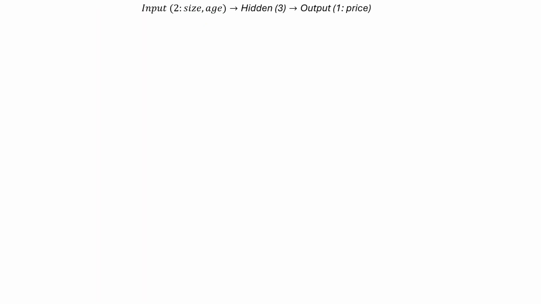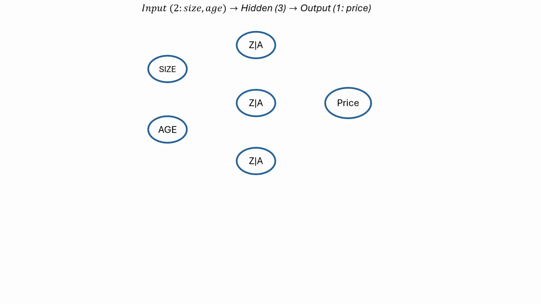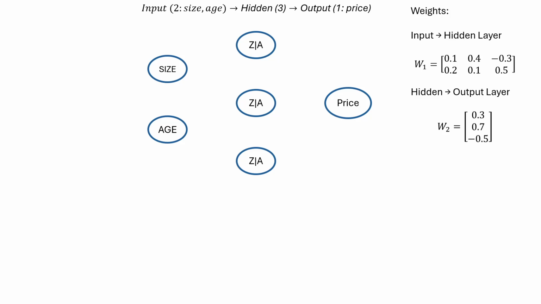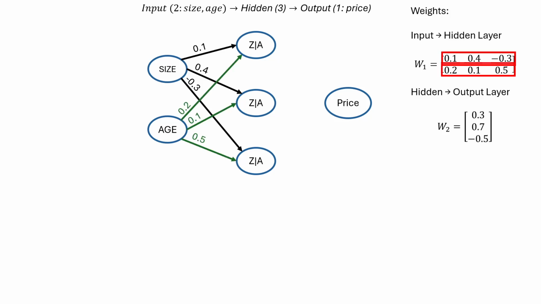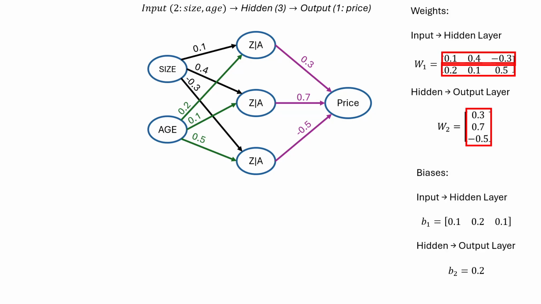So let's build the network to visualize the problem. We said size and age are the input nodes, 3 hidden nodes, and the output node. Now let us assign the values starting with the weights connecting the input and hidden nodes: 0.1, 0.4, minus 0.3, 0.2, 0.1, 0.5. And the same for the hidden to output layer: 0.3, 0.7, minus 0.5. Now we do the same for the biases: 0.1, 0.2, 0.1, and 0.2.